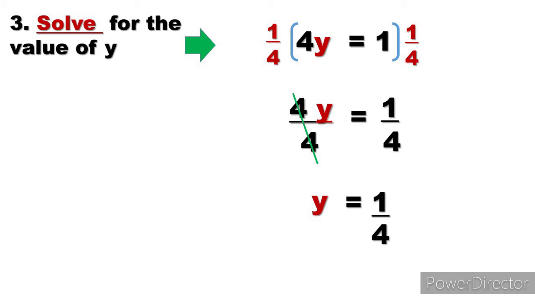So we have 4y over 4. And then sa right side, 1/4 times 1. So ang denominator ng 1 is 1. Okay, now we multiply 1 times 1 equals 1 and 4 times 1 equals 4. Okay, now we have 1 over 4. Okay, next, simplify. 4y divided by 4 is equal to y. Makakancel ang 4. Then, it is equal to 1/4. So, the answer is, the value of y is 1 over 4.